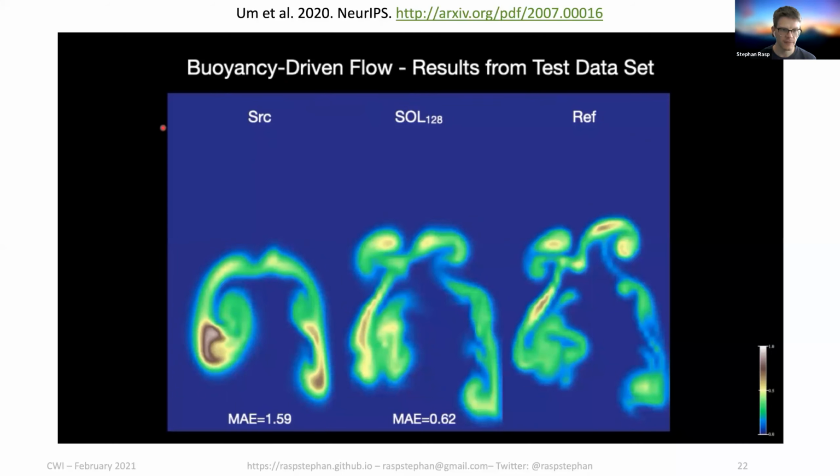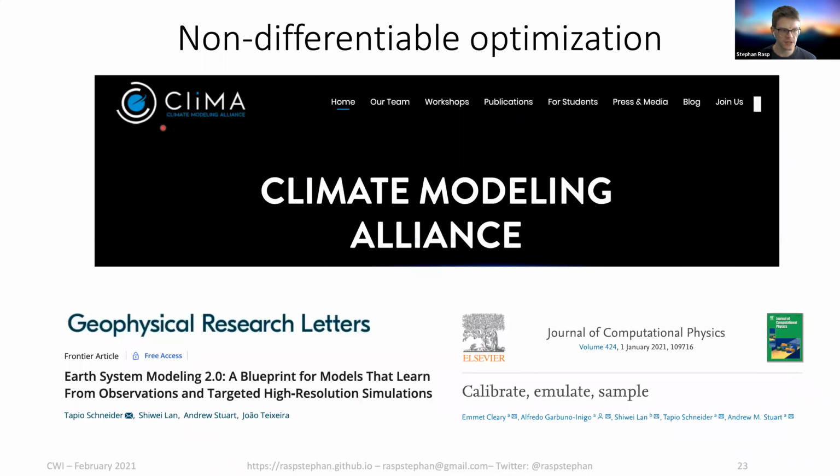Okay, now, I'm just going to briefly talk about another option, and that's non-differentiable optimization. This is the approach that's being proposed by the Climate Modeling Alliance. Again, if you want to know what they're all about, the basic outline is laid out in this paper, and then the actual method that they're using is described in a lot of mathematical detail in this paper. And I'm going to just try to explain it in like 2 minutes on the next slide.